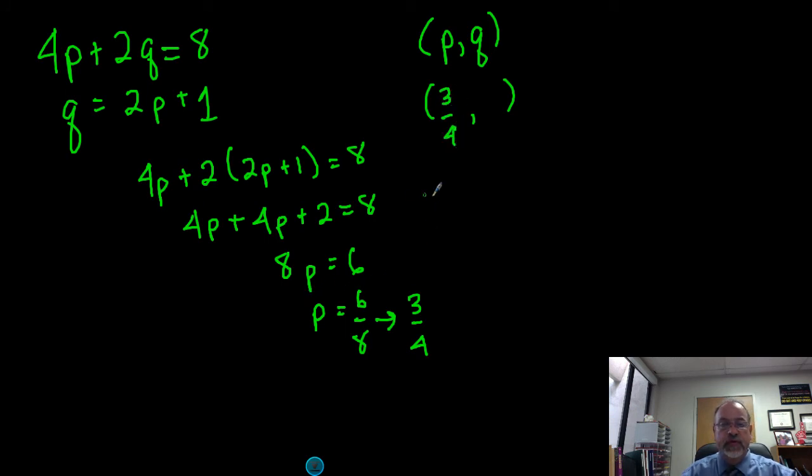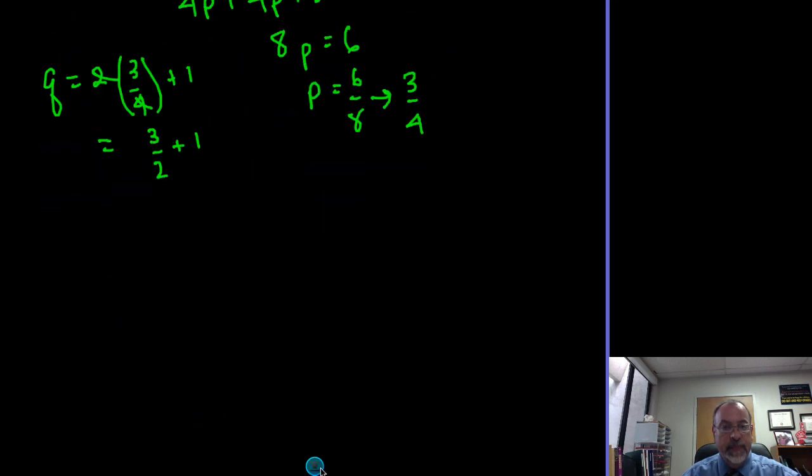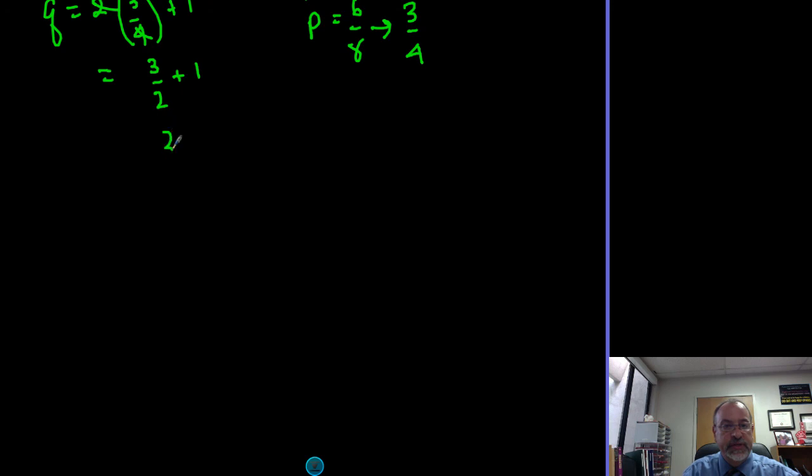So P is 3/4. Then I need to figure out Q, so I'll substitute in 3/4 for P. So this is going to be 2 times 3/4 plus 1. This is going to reduce, making this 3/2 plus 1. So that's 1 1/2 plus 1. So this is 3/2 plus 2/2, which is 5/2. So Q is going to be 5/2.